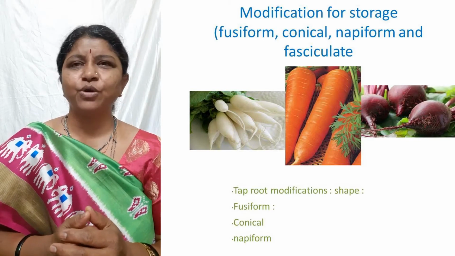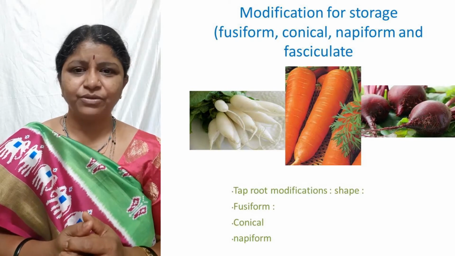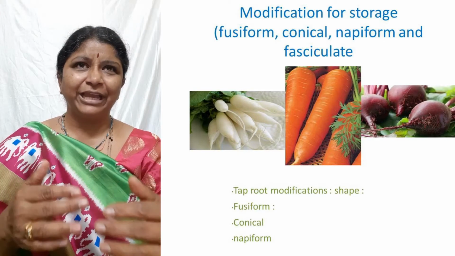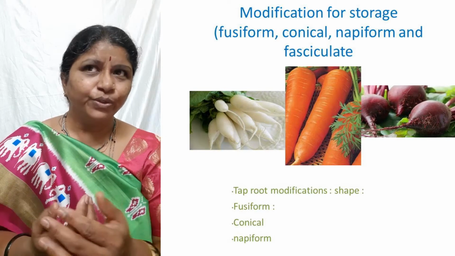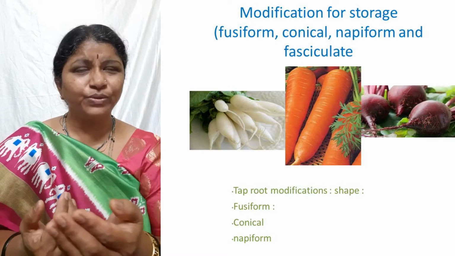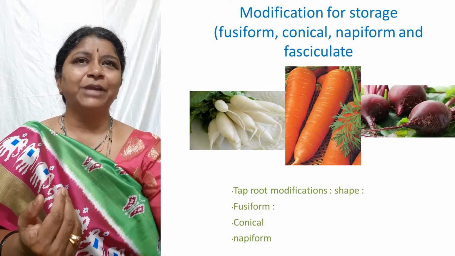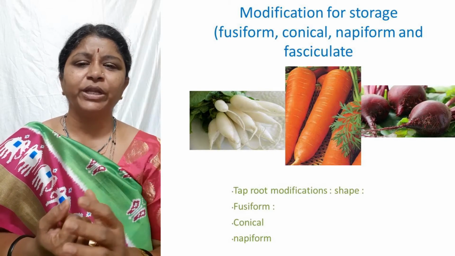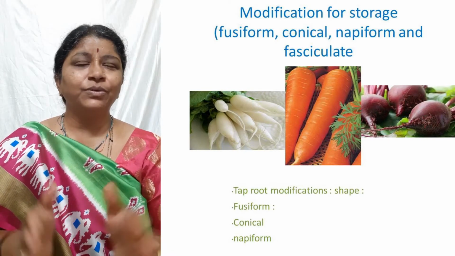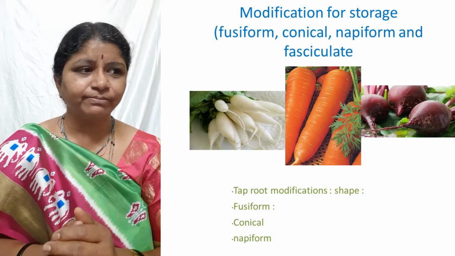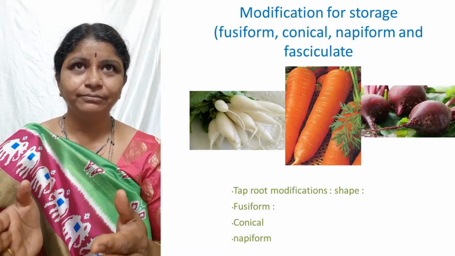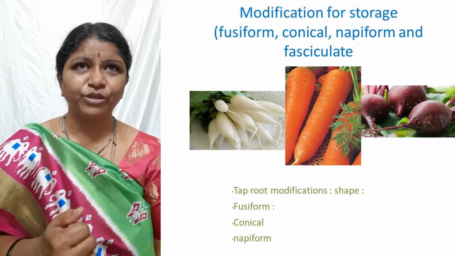The modifications meant for storage are roots that store food inside so that they can use it for future purposes. How? If these roots are separated from the plant and kept in the soil, they are able to sprout into a new plant. That means they help in vegetative propagation. Such roots are known as storage roots, and they may be modified taproots or modified adventitious roots.